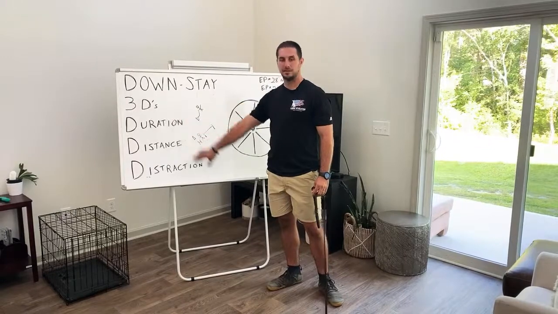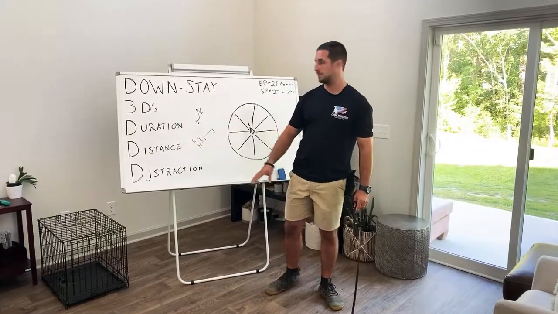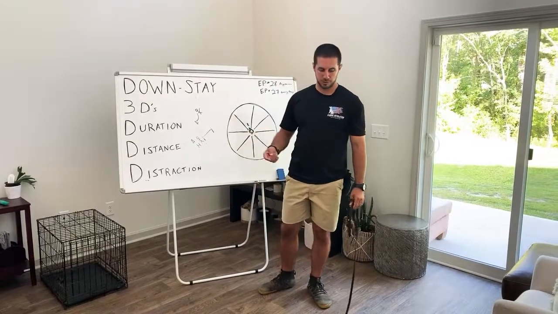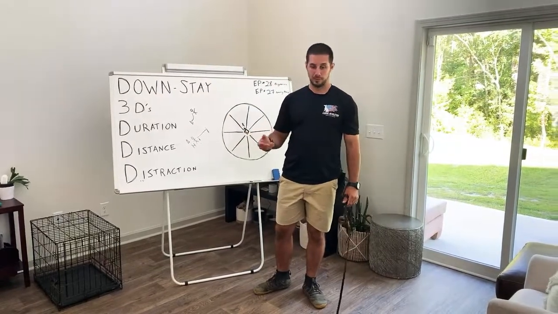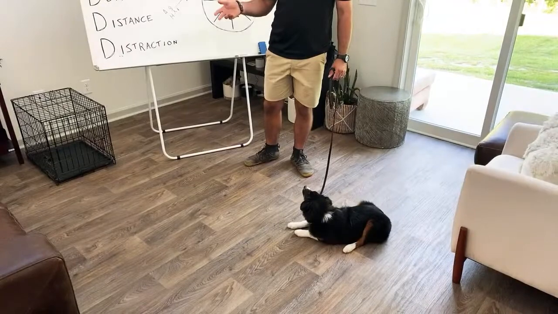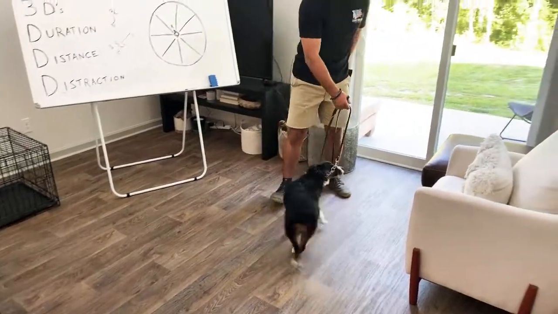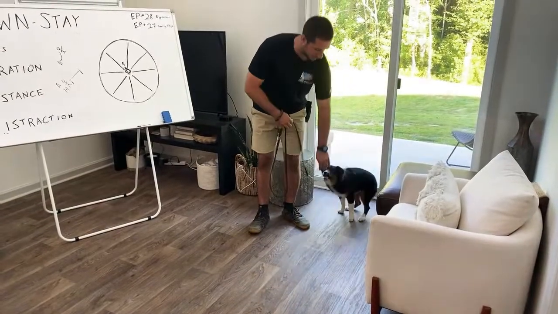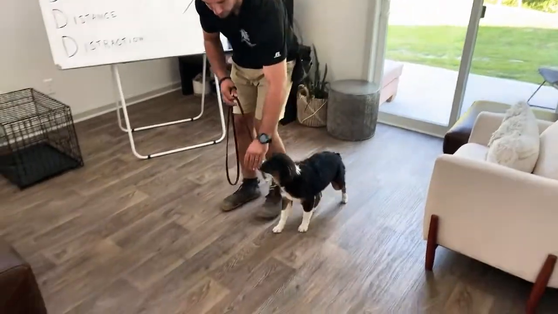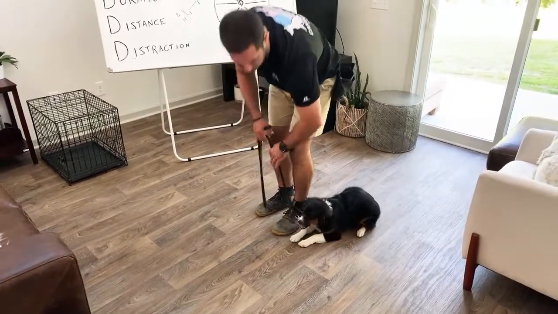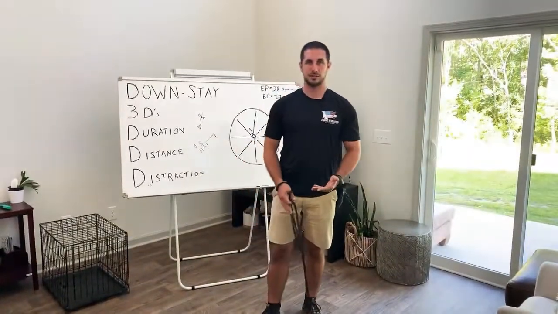So that type of scenario will usually happen when you're working on duration. Okay, the first couple times you're working on duration, they will want to get up. They don't know what to do. So all I do, let me show that again. Let's say she gets up, she doesn't know what to do. I just take my food reward, I lure her back to the original position, put her right back into a down. Good. Give it to her there and go right back into my duration work.